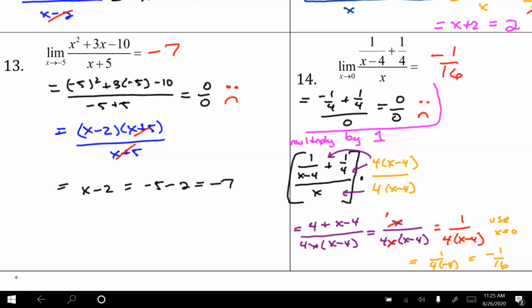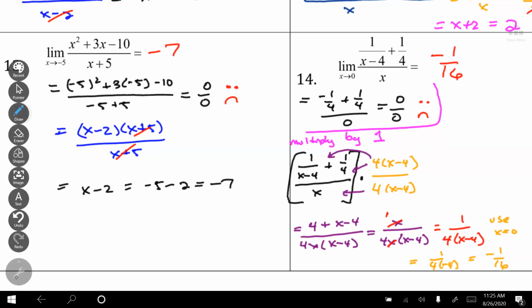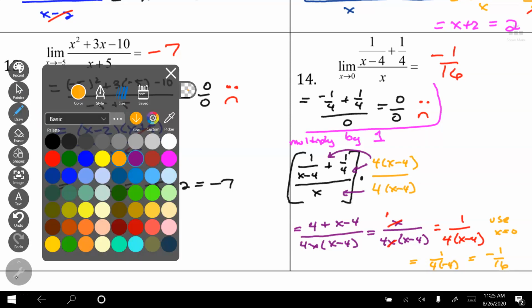And multiply by 1, that 1 could be anything. 5 over 5 is 1. But whenever you multiply by 1, you don't change the value of anything, you kind of change the way it looks. So when I do this problem and I multiply by 1, and you see I've done that here, this fraction here is 1, I've actually just chosen these denominators as what I chose. That's how I got the 4 parentheses x minus 4. It's just those two denominators right there.